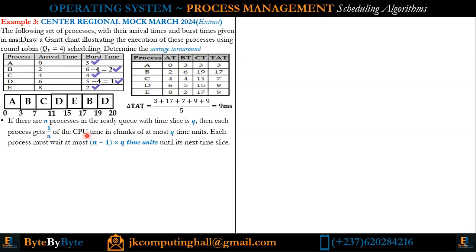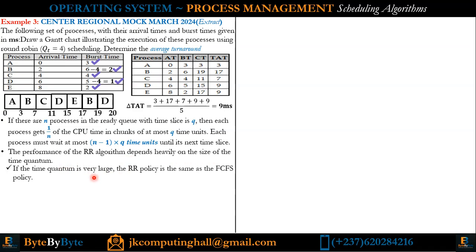That's why we say 1/n of the CPU time in chunks, that is in blocks, of at most q units. Each process must wait at most (n minus 1) times q units. Very important. So if there are 5 processes and the time slice is 4, as we have here, then each process will have to wait at most 4 times 4, which is 16 time units, until its next time slice. Very important when it comes to MCQ. The performance of the round robin algorithm depends heavily on the size of the time quantum, which is very important.